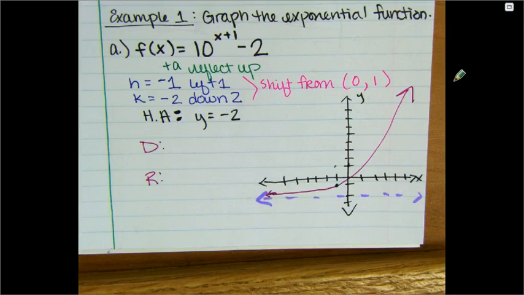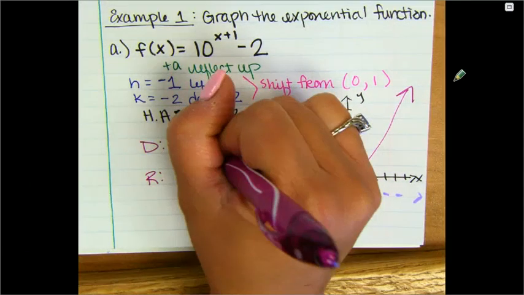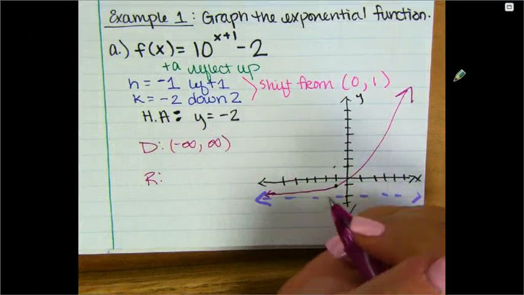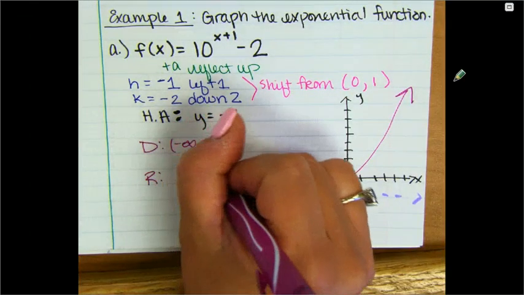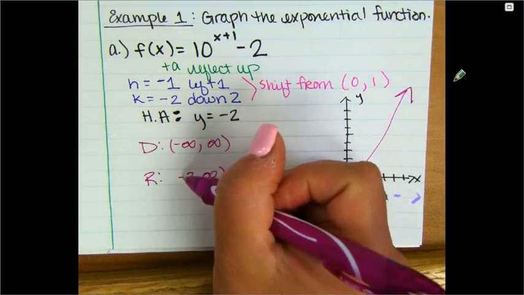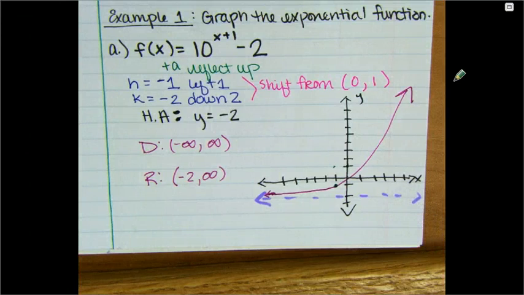What's your domain? Negative infinity to positive infinity. Good. What's your range? Negative 2 to positive infinity. Parentheses or bracket? Parentheses. Good. What's your asymptote? Okay? All right, let's keep going.